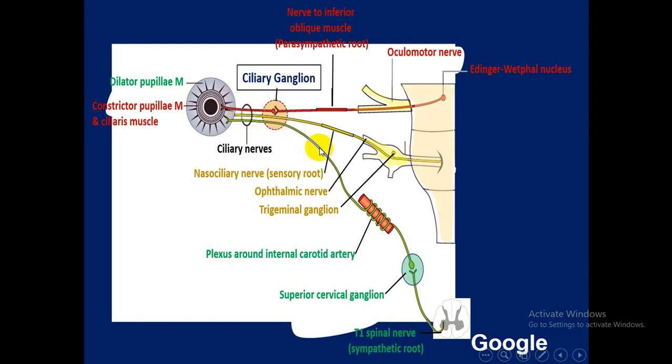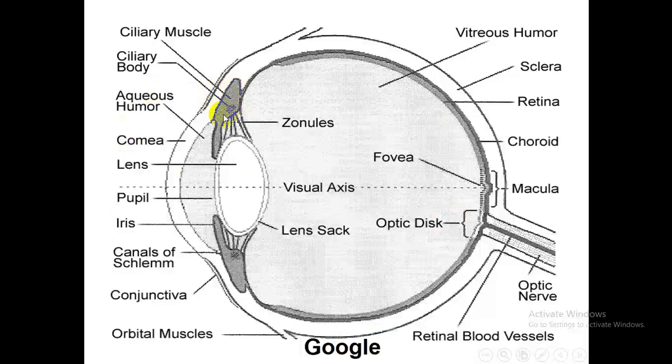Now the sympathetic fibers, this green, supply the dilator pupillae muscle. So the sympathetic green supplies the dilator pupillae muscle, while the parasympathetic red supplies the constrictor, the sphincter pupillae muscle, and they also supply the ciliary muscle of the lens. This is the ciliary muscle of the lens.